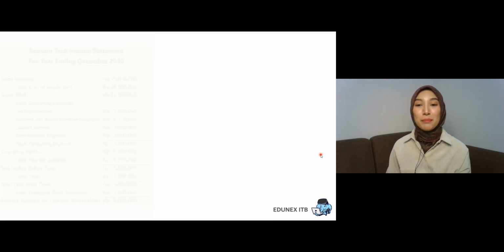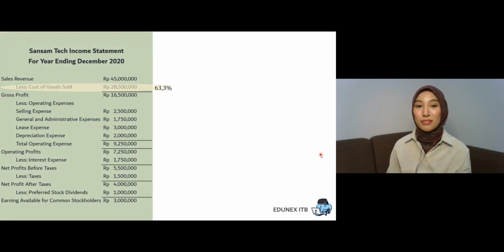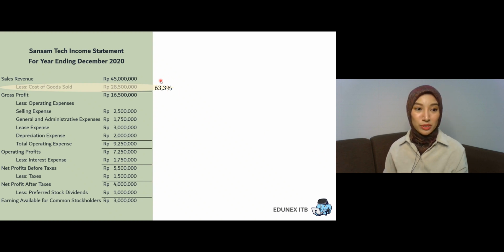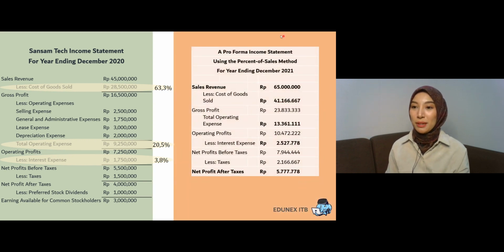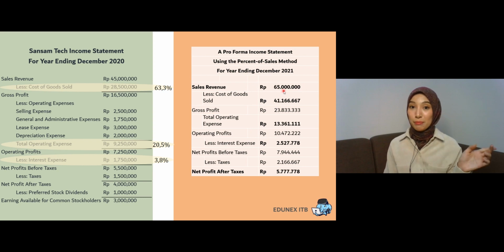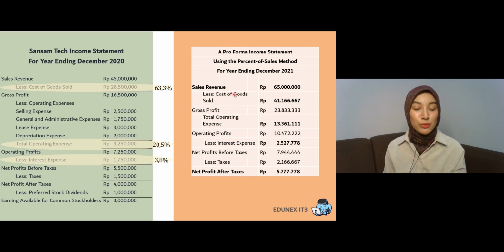After that, we can make the proforma income statement for 2021. Here it is still the percentage of sales for COGS, total operating expense, and the interest expense. So now we can make the proforma income statements. We start with the sales revenue that we already had in the first step. Then for COGS, we multiply the 63.3% with the sales revenue in 2021. Here we have around 41 million rupiah.